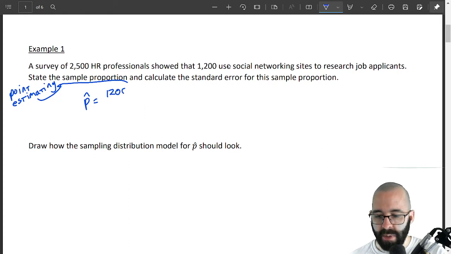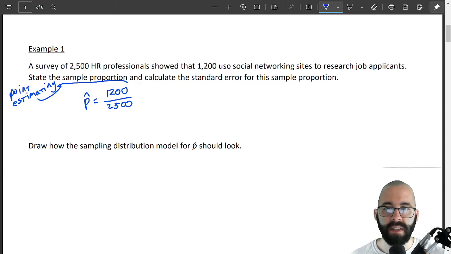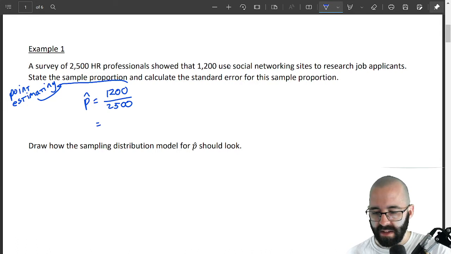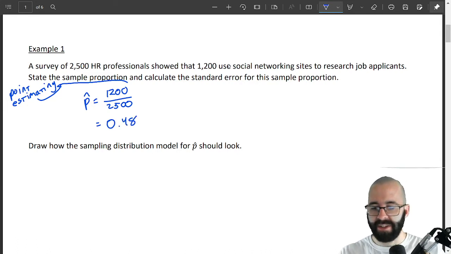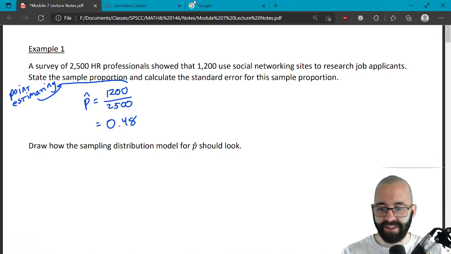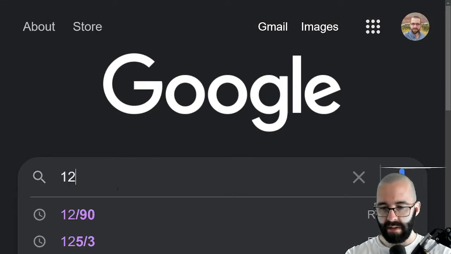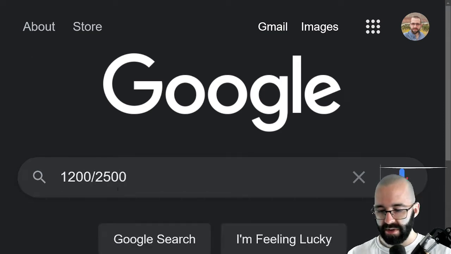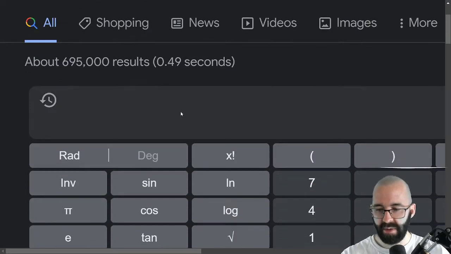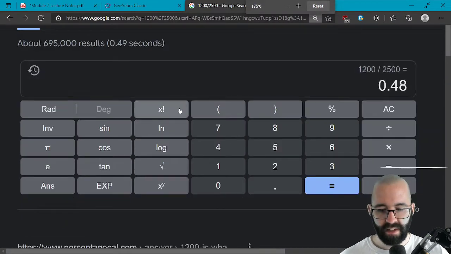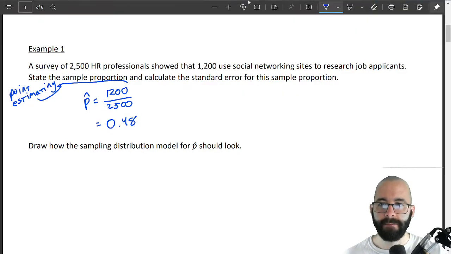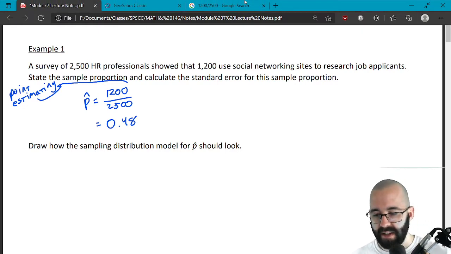So p hat is going to say, well, 1,200 out of 2,500 used it. What's this fraction? Is this 48%? I think it's 0.48, but I'm going to use a calculator because I don't want to make an error this early in the video. 1,200 divided by 2,500 is indeed, we are way too zoomed in here, 0.48. Great. So that's our p hat. We stated the sample proportion. It's right here.